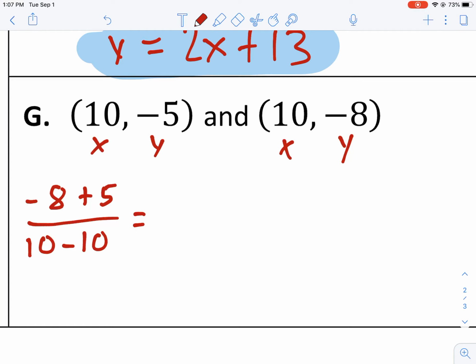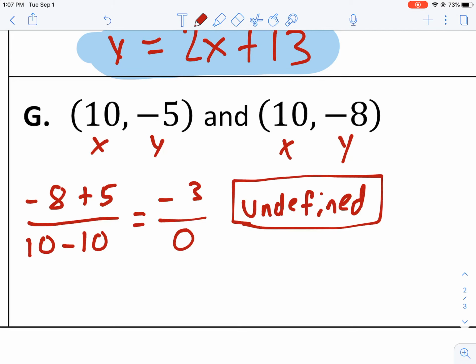And interesting what happens here, okay? -8 plus 5, that's -3. 10 minus 10 is 0, so we have -3 over 0, right? That means our slope is undefined. So how do we write an equation if the slope is undefined?